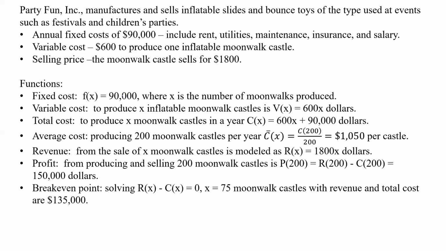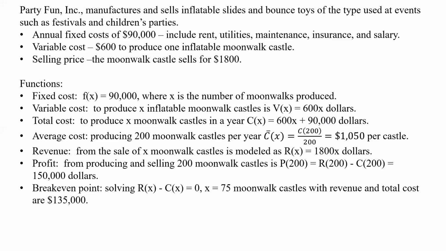Now, variable cost. To produce x inflatable moonwalk castles, we said each castle costs $600. So the variable cost is 600 times x, depending on how many we make. Now, the total cost, we're going to add the fixed cost plus the variable cost. And so the total cost for that number of castles x is going to be called C. And that's going to be 600x plus 90,000. So our variable cost plus our fixed cost. So that's kind of like our y-intercept and our slope.